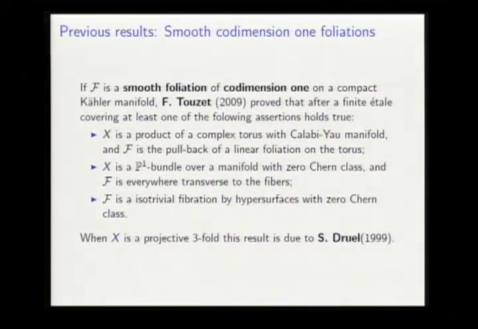And I have to point out that in the case of smooth projective threefolds, using Mori theory, Stéphane Druel had the same result in 1999, 10 years before. So essentially, Touzet's argument also relies on Yau's theorem. He does differential geometry on the leaves. He puts a Ricci flat metric on the leaves and uses results by Gromov to understand the geometry of these leaves. It's a key step in the proof.